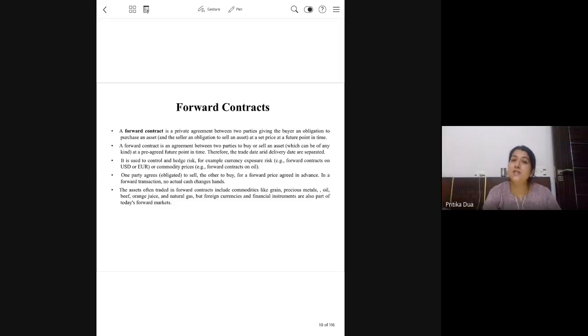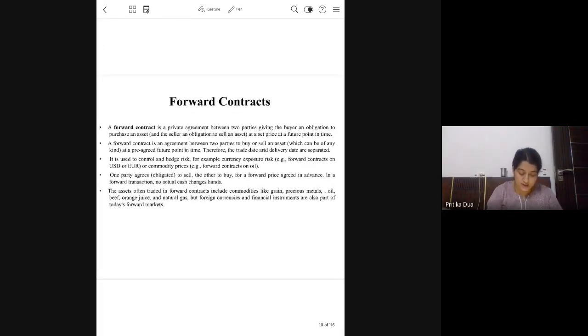It is a customized contract. The parties involved decide कितनी quantity में हमने exchange करना है, किस rate पे हमने deal करना है, what should be the date of settlement. All this is at the disposal of the counter parties involved. Okay. Now, if you have a look at the definition, it is an agreement to buy or sell at a pre-agreed future point in time.